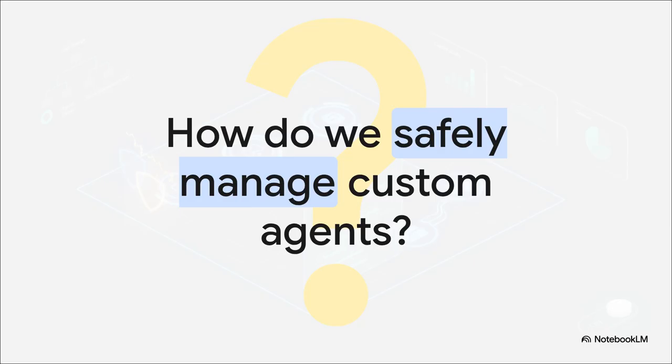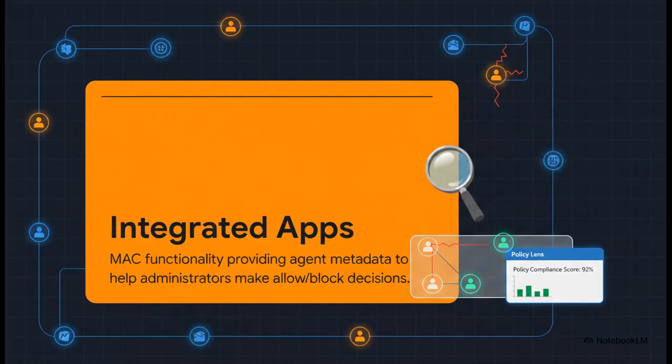And the answer to that challenge? Integrated apps administration. Think of this as your organization's policy lens, or really a bouncer at the door. Whenever an agent is submitted, this MAC functionality pulls in all the comprehensive metadata. It tells you exactly what the agent does, what data sources it touches, and every single custom action it's capable of invoking. It puts all of that right in front of the administrator, so they can thoroughly scrutinize the agent before it ever deploys. This is what lets you make fully informed, confident, allow or block decisions.